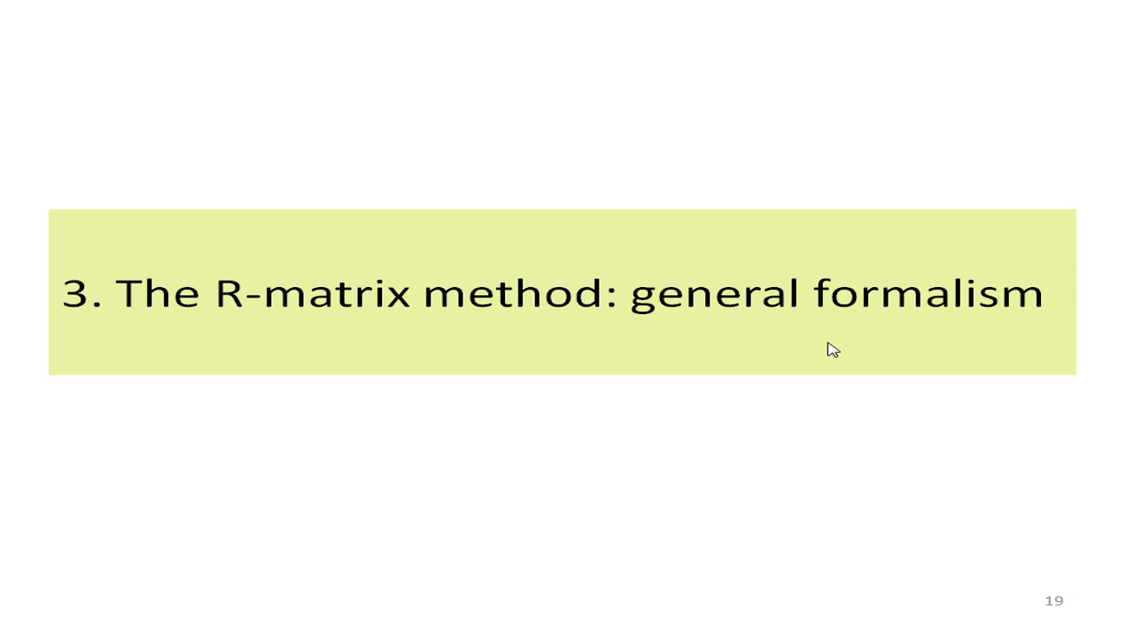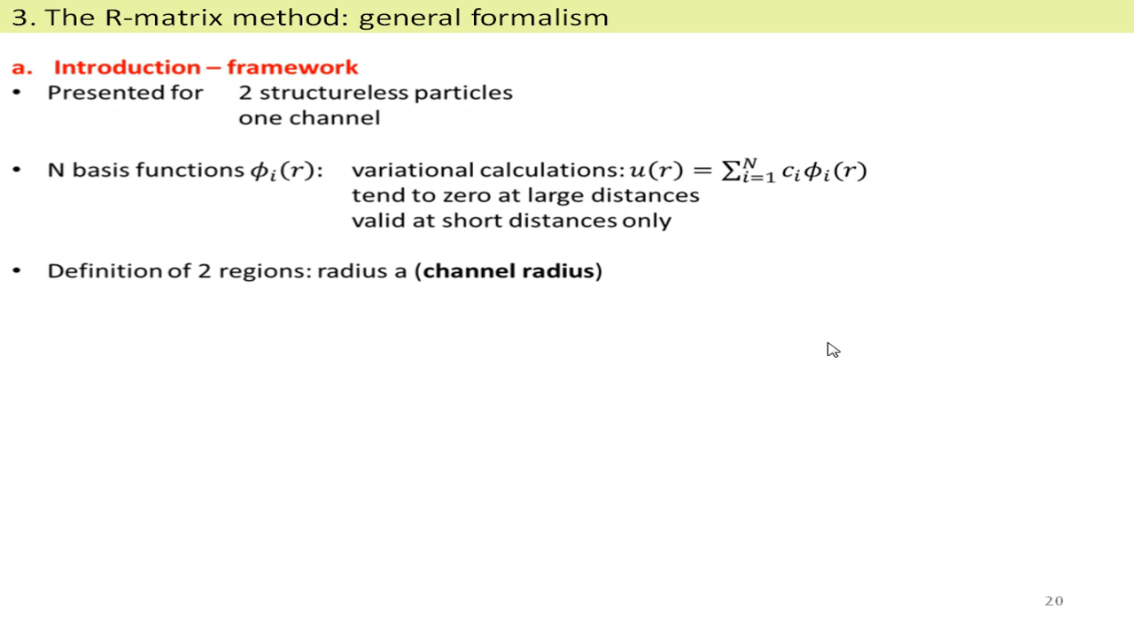So let me start now with the general presentation of the R matrix. Again, I assume that there are two structureless particles and only one channel. And I will show you that the R matrix is an extension of the variational method. The variational method is very well known in physics.